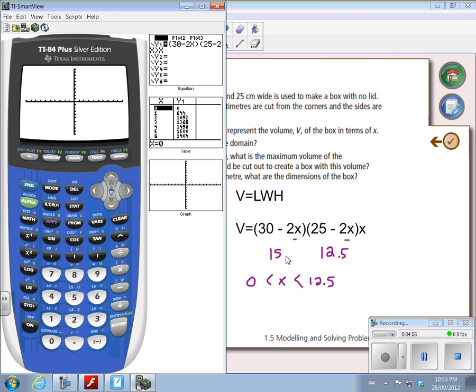So what we have here is a domain of 0 to 12.5. So let's go to the window. Notice that x max is 10 right now. So since it can't be greater than 12.5, let's just change it to a number like 19 or 20 in order to see more of what's happening on the right. I'm going to press graph now.